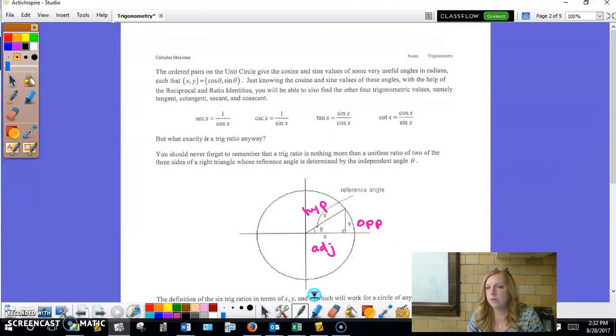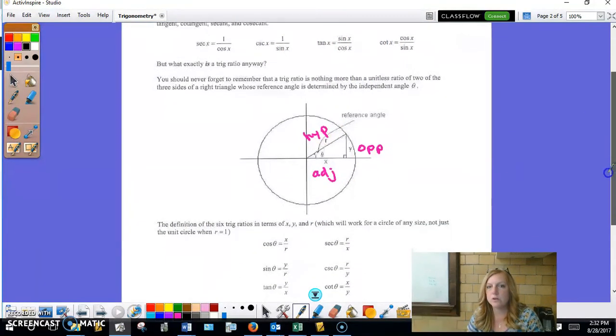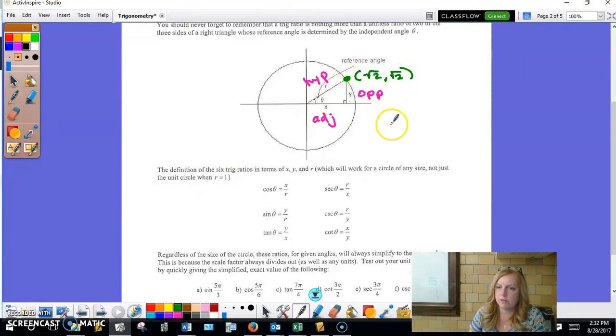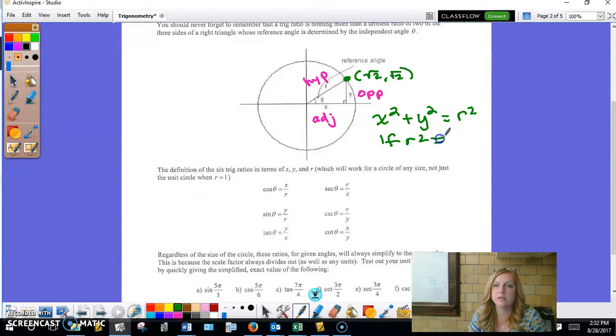Now, when we are not on the unit circle, you do want to be careful when you're taking a look at non-unit circle problems. For example, suppose the coordinates that we're looking at, and we're just going to go for the easy pi over 4, are square root of 2, square root of 2. Then you are not on the unit circle. You can check that really quick by simply doing x squared plus y squared. Remember, if you're on the unit circle, x squared plus y squared should equal 1. And if it doesn't equal 1, then you are not on the unit circle. So if r squared does not equal 1, you're not on the unit circle.